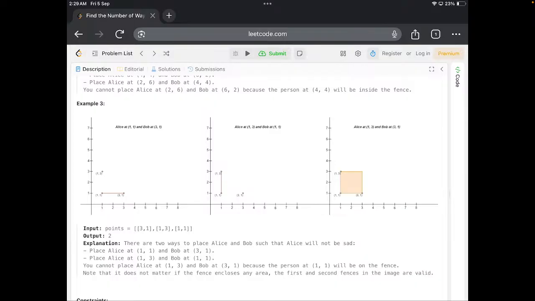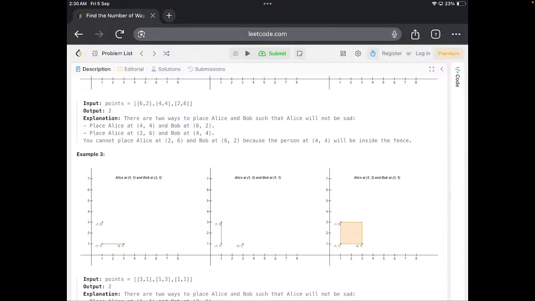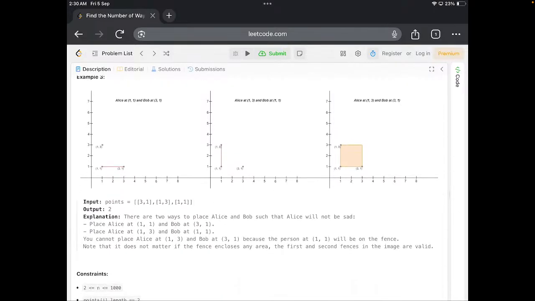Alice at 1 3 and Bob at 1 1. What does that mean? 1 3 is here, Bob is here. Alice in 1 3, Bob at 1 1. This is a valid one. How is it possible? Okay, yeah, I get this point. So Alice is at top left. We can say that. Okay. This is a very good observation.